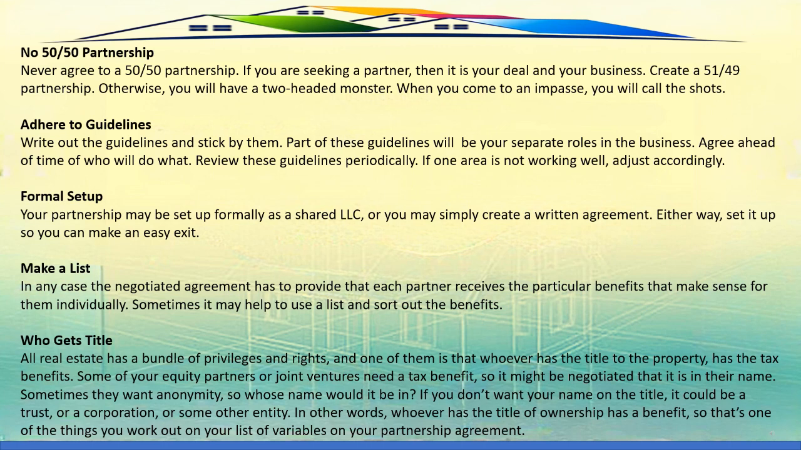Who gets title? All real estate has a bundle of privileges and rights, and one of them is that whoever has the title to the property has the tax benefits. Some of your equity partners or joint ventures need a tax benefit, so it might be negotiated that it is in their name. Sometimes they want anonymity, so whose name would it be in? If you don't want your name on the title, it could be a trust, or a corporation, or some other entity. In other words, whoever has the title of ownership has a benefit, so that's one of the things you work out on your list of variables on your partnership agreement.